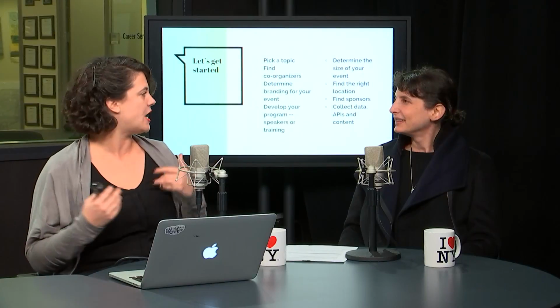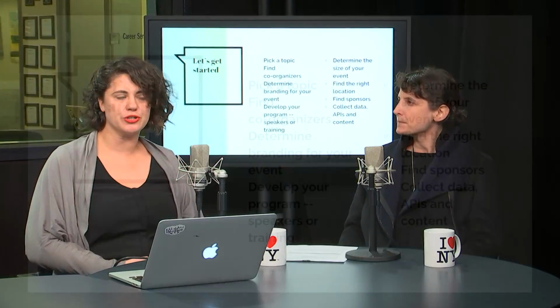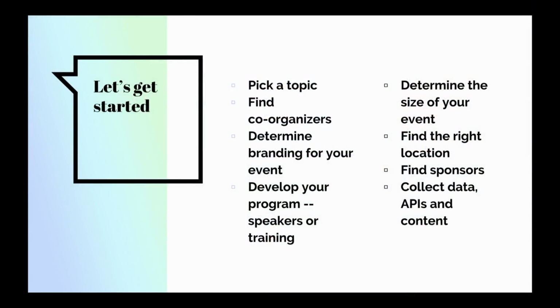So 1, pick your topic. 2, find your co-organizers. 3, determine branding for your event. I'm going to run through these top level things, and then we'll go through bit by bit some of the 101 on how you do each of these things.